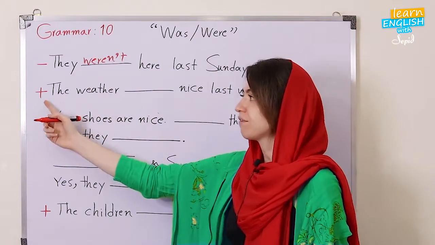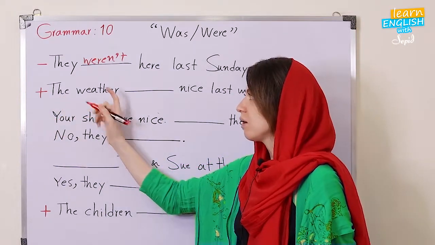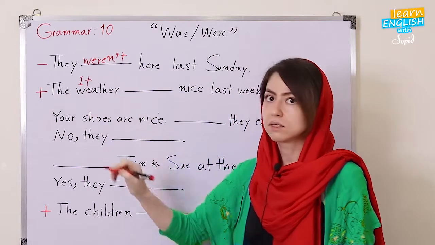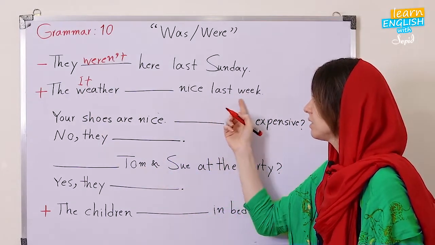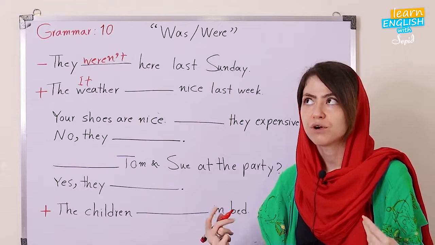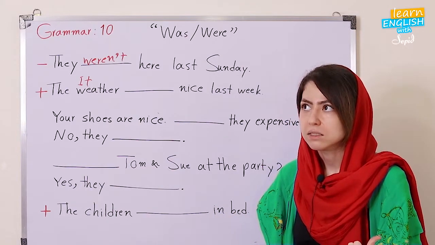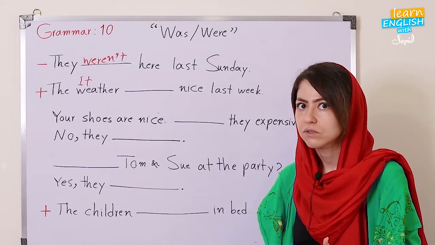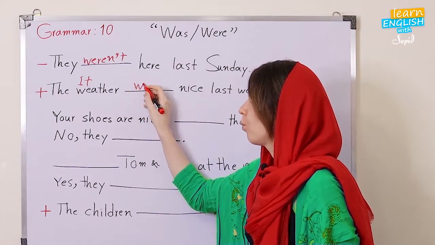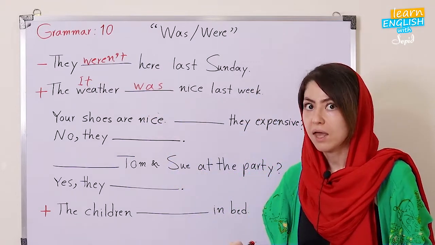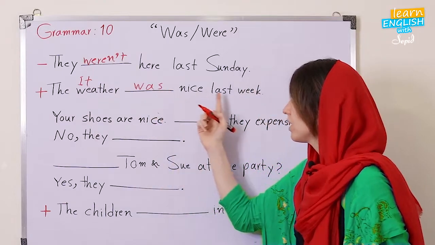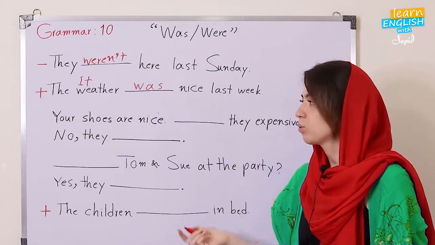Now let's go to the affirmative sentence. The weather, it, okay? The weather nice last week. So for it, we should use is. Past tense of is, was, okay? So it was nice last week.